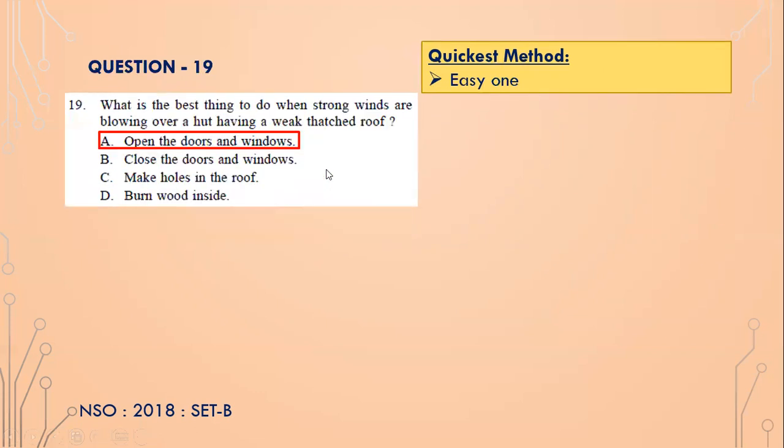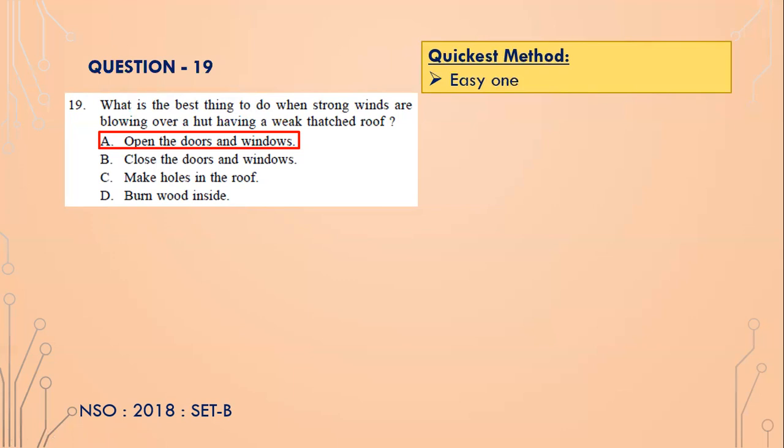What is the best thing to do when strong winds are blowing over a hut? Having weak thatched roof. What do you do? You have to open the doors and windows and you have to let the wind pass, isn't it? If you keep the doors and windows closed, then it is going to have more resistance to the wind.